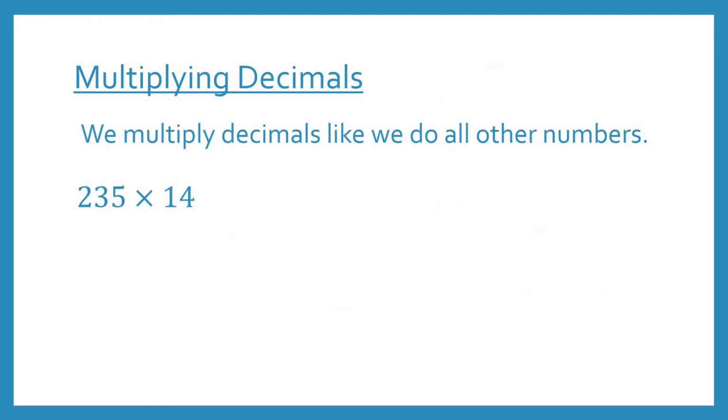So we don't always want to multiply just by powers of 10. We want to sometimes multiply by whole numbers or by decimals. This example here just has whole numbers. So we'd usually set this up like the following. We put 235 times 14, and then we'd work it out like we usually would.